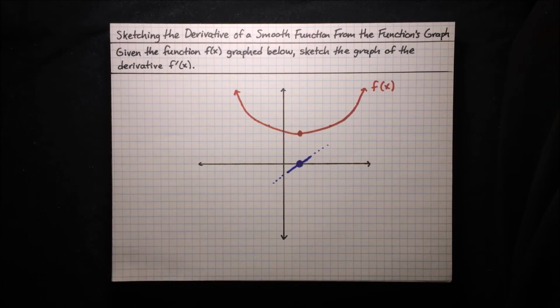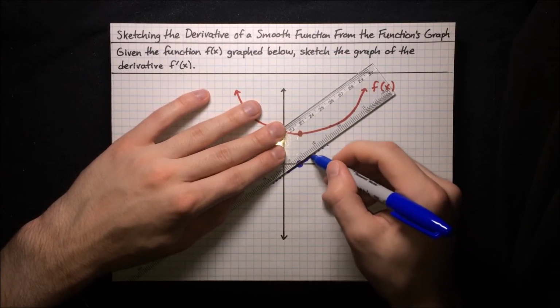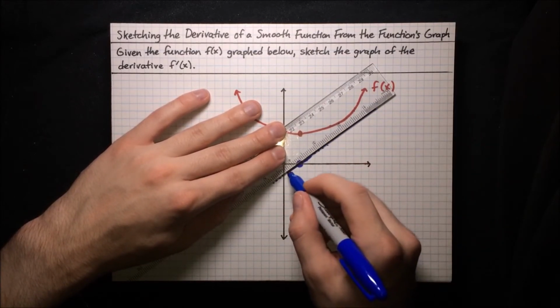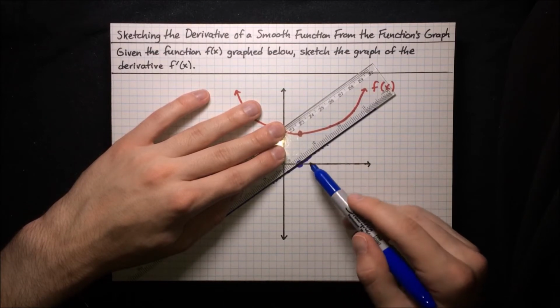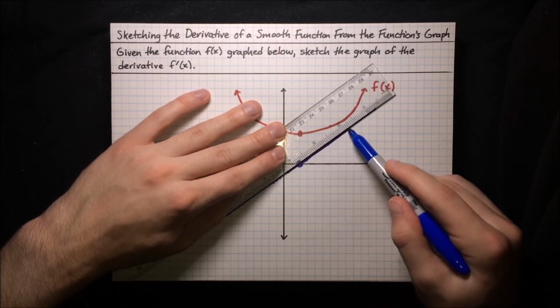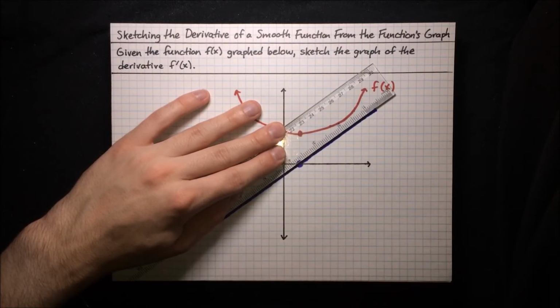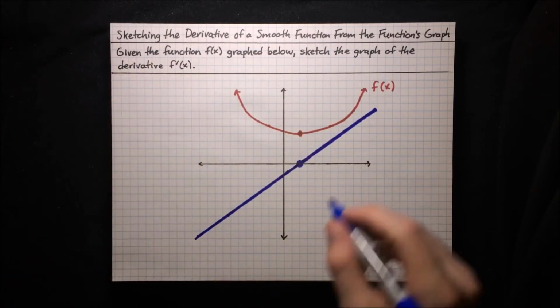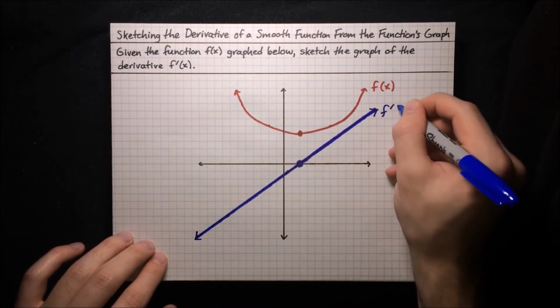Now, just to finish this off, let's go ahead and draw in that line. Positive this way, and negative that way. So there we go. There is our graph of f prime of x.